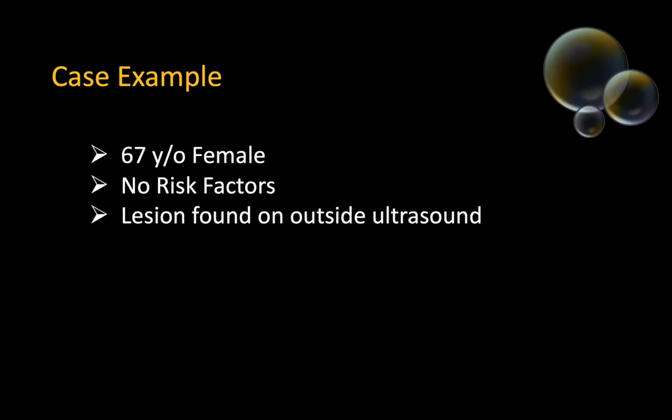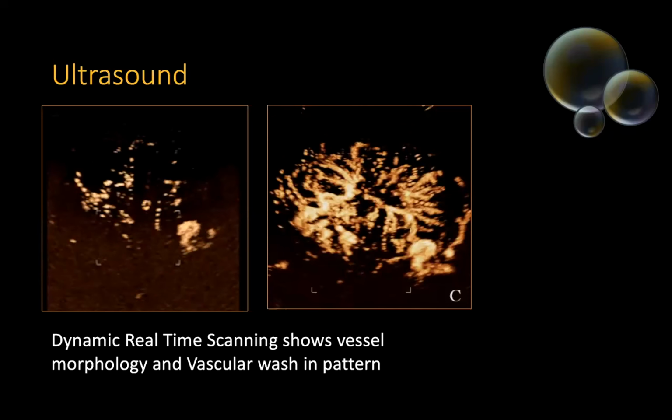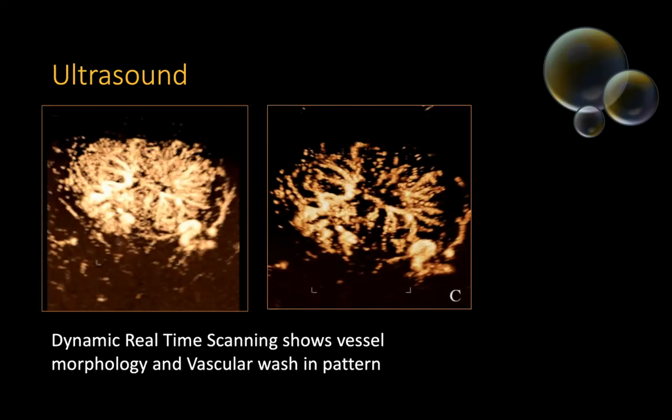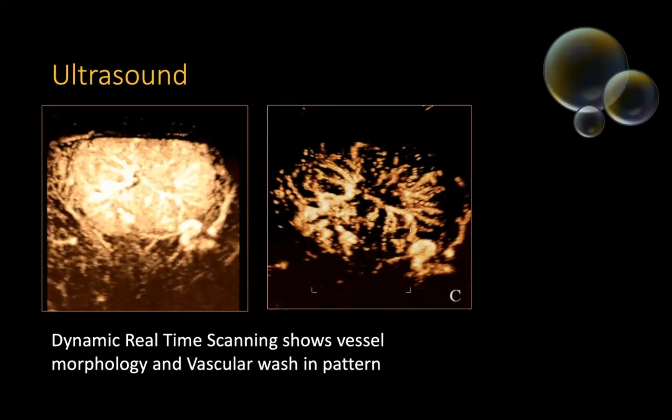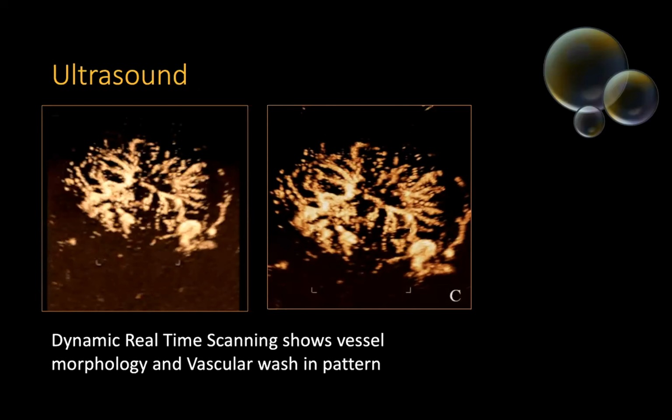Another patient, a 67-year-old female with no risk factors, but she has a lesion found on an outside routine ultrasound scan. So she also goes first for CT scan on the right and then for MR scan on the left. And both of them show a fairly homogeneously enhancing big mass in the liver with an unenhanced scar-like area centrally. When we look with dynamic real-time scanning, we can see that in fact this also shows this centrifugal filling from the center to the periphery of the mass with a star-like distribution.